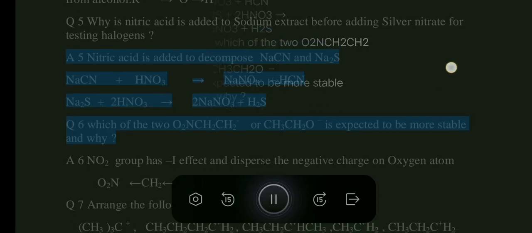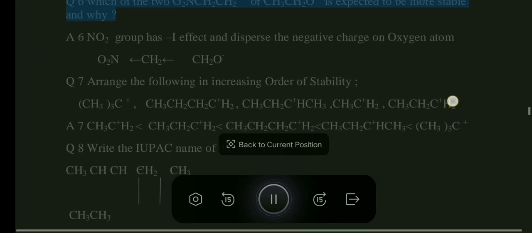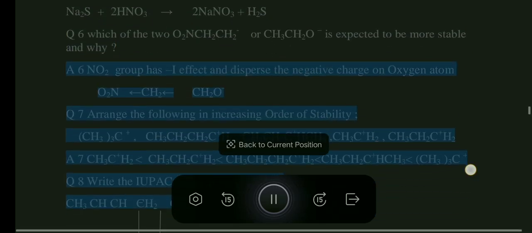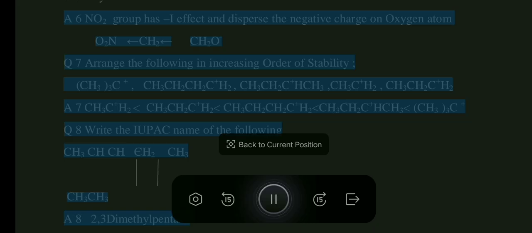A5: Nitric acid is added to decompose NaCN and Na2S. NaCN + HNO3 → NaNO3 + HCN. Q6: Which is expected to be more stable, O2NCH2CH2O⁻ or CH3CH2O⁻, and why? A6: The NO2 group has a -I effect and disperses the negative charge on the oxygen atom.